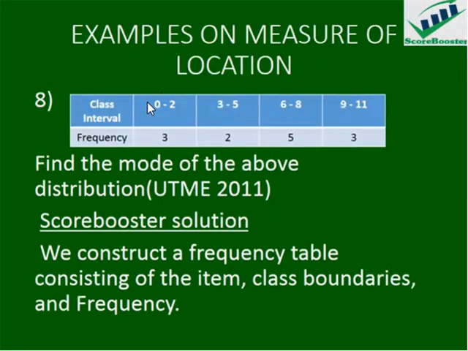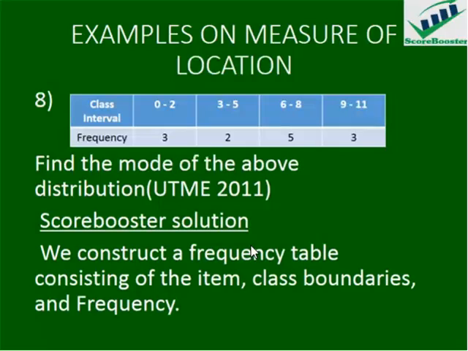From here we can see that this is grouped data because the class intervals are grouped. We have class intervals, you can see from 0 to 2, from 3 to 5. So this is how to identify grouped data. So the formula and the steps to take here will be the formula and steps for obtaining the mode of grouped data. So now we'll move to the solution.